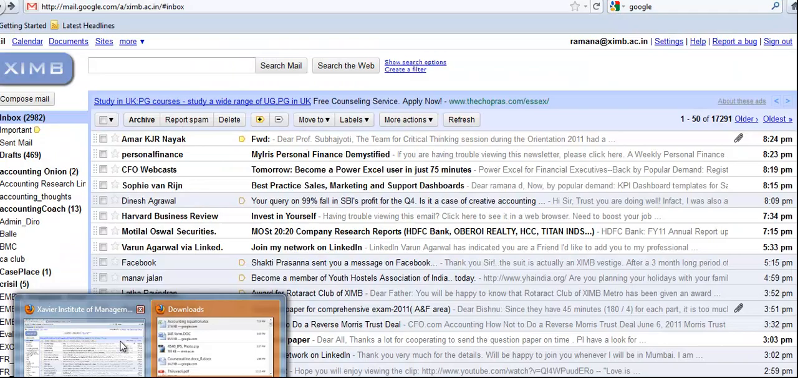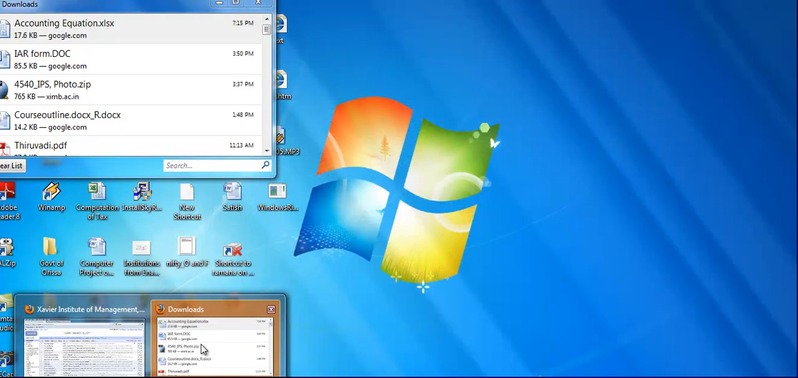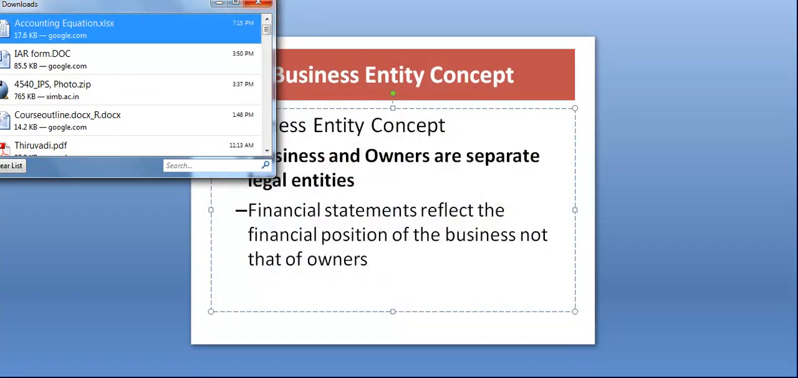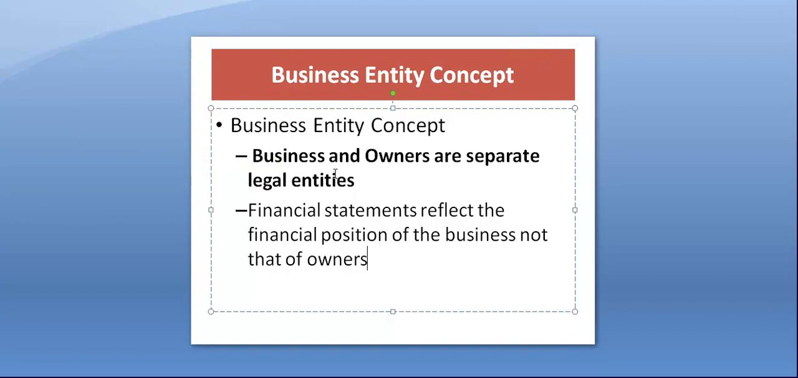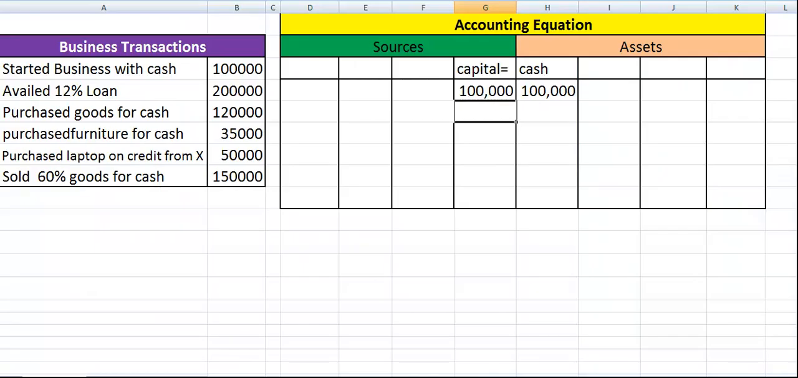So let me take you to the financial statement. At any point of time, the financial statement does not reflect the financial position of the owner but of the business. So let us go back to our equation. Then they took a loan of 200,000, so the cash goes up by 200,000, no change in the capital, and a new source comes into picture, that is the loan.